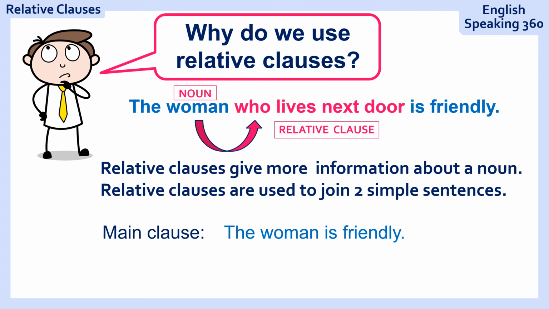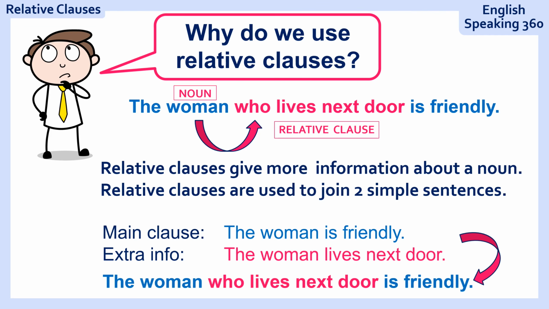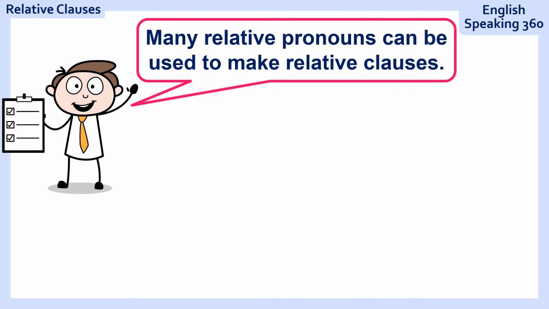Here's an example. The woman is friendly is the main clause, and the extra information is the woman lives next door. So these are two separate sentences, but with the help of relative clauses, we can turn it into only one sentence. The woman who lives next door is friendly.